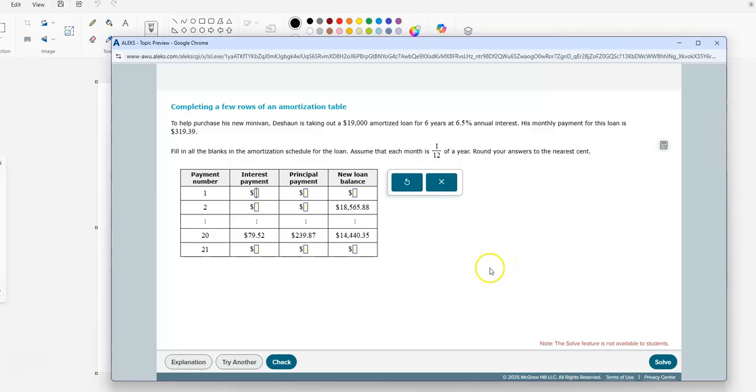So let's take this example. To help purchase his new minivan, Deshaun is taking out a $19,000 loan for 6 years at 6.5% annual interest. His monthly payment for this loan is $319.39. Fill in the blanks in the amortization schedule for the loan. Assume that each month is 1/12 of a year. Round your answer to the nearest cent.